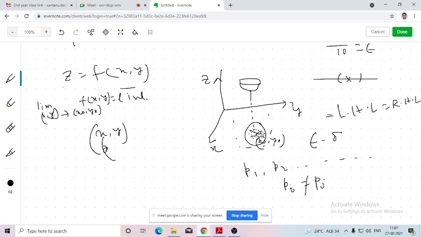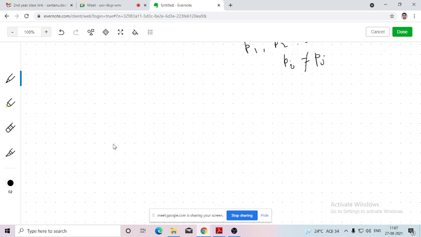So if by choosing any two arbitrary paths I can show that the limiting values are different, then at once I can say that the limit doesn't exist in that case. Is that clear? Yes, sir. So this method we can actually use to disprove or to show the non-existence of the limit.